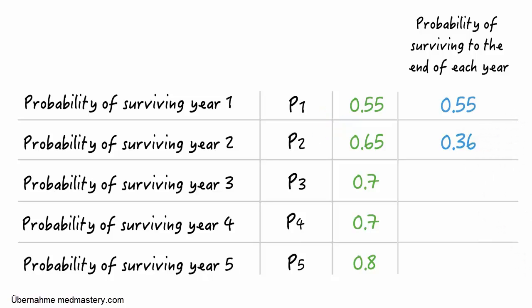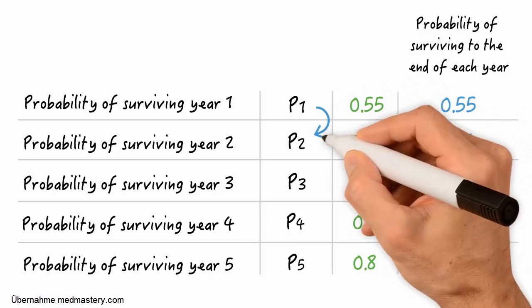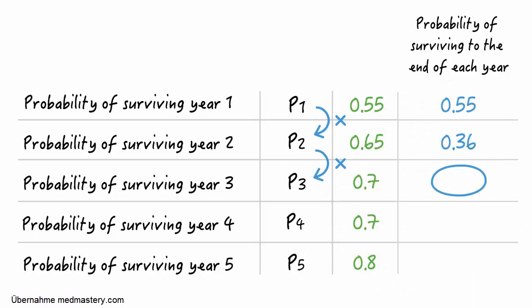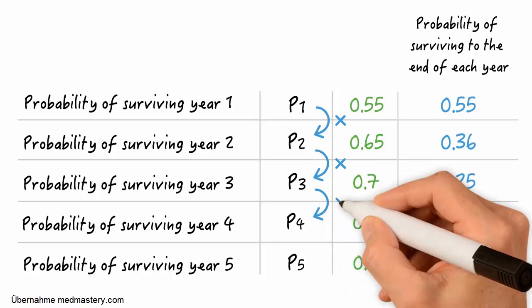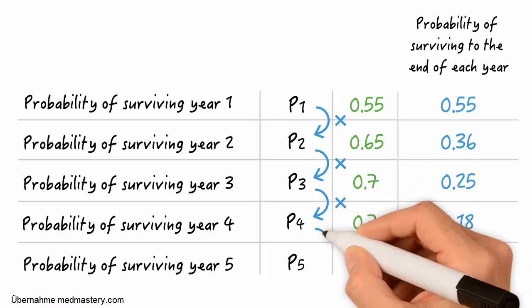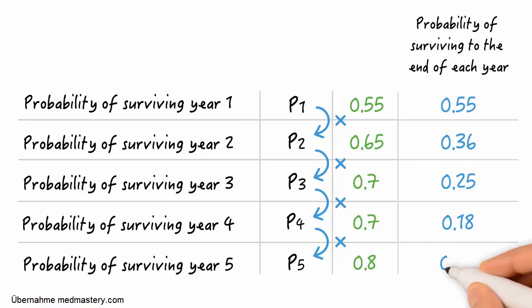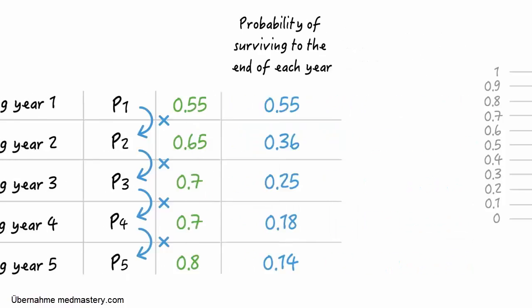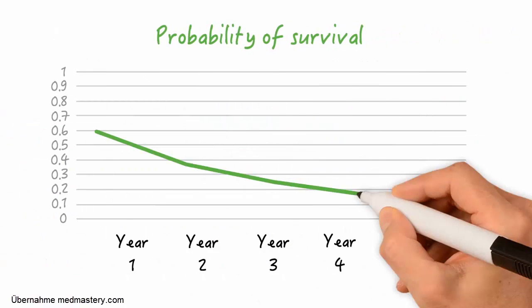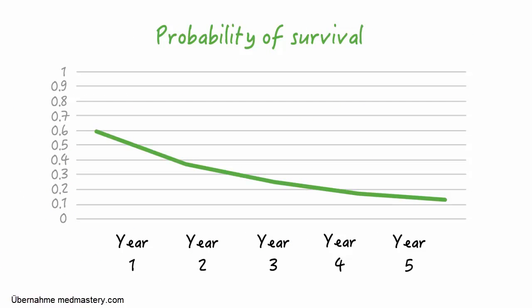The probability of surviving to the end of year 3 is P1 times P2 times P3, or 0.25, and so forth. So the 5-year survival rate for someone who joined the study was 0.14, or 14%. Not so good, right? These data can also be presented in the form of a survival curve like this one, if you prefer looking at graphs instead of tables like me.